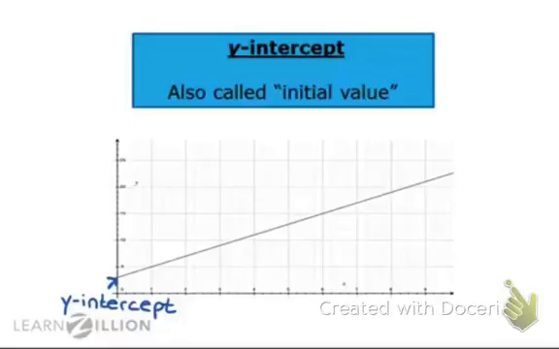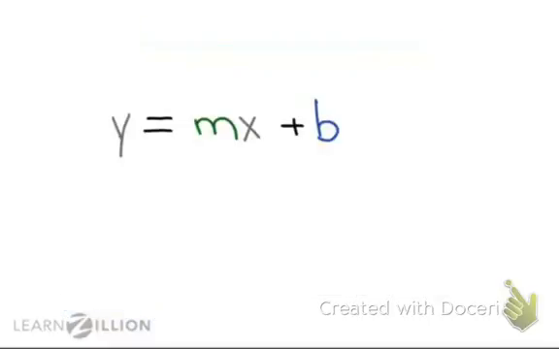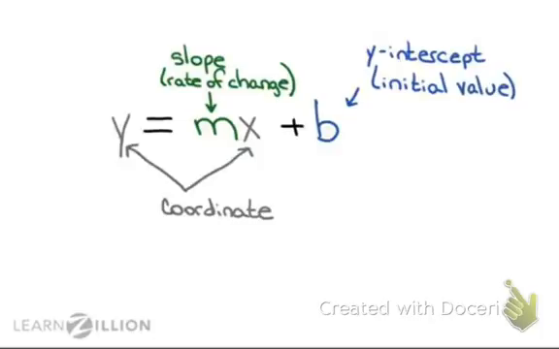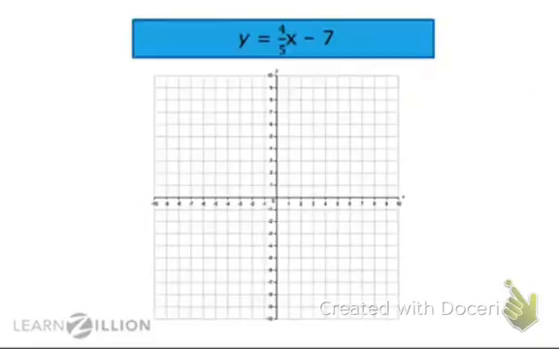You have learned to take information that is linear and write it as a linear equation in y equals mx plus b form, where m represents the rate of change or slope, and b represents the initial value or y-intercept. Now we will use that information to graph lines in slope-intercept form. I'm going to explain this idea by showing you an equation in slope-intercept form.